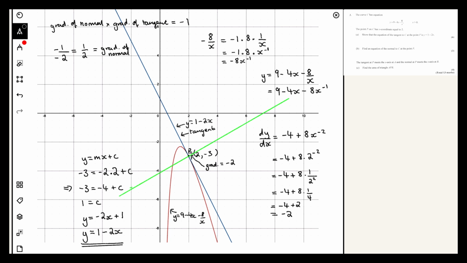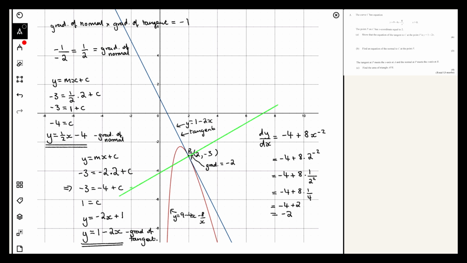So again, I can substitute in y, x and m, because y equals mx plus c for a straight line graph. I'd get minus 3, which is my value of y, equals a half multiplied by x, which is 2, plus c. So I'll end up with minus 3 equals 1 plus c. If I take away 1 from both sides, I end up with minus 4 equals c. So the equation of the normal would be y equals a half x minus 4. And here we've got the equation of the tangent.